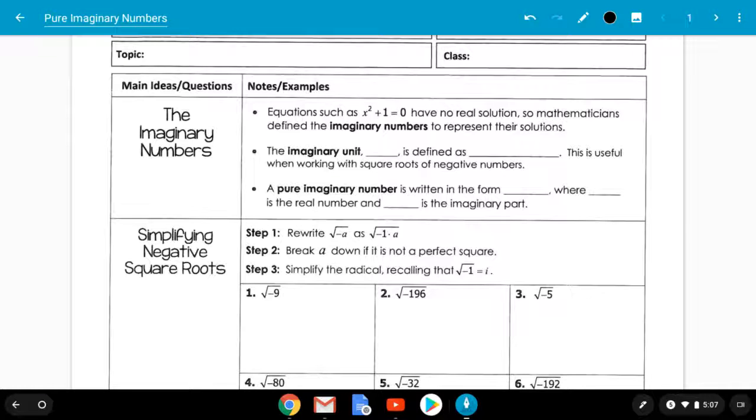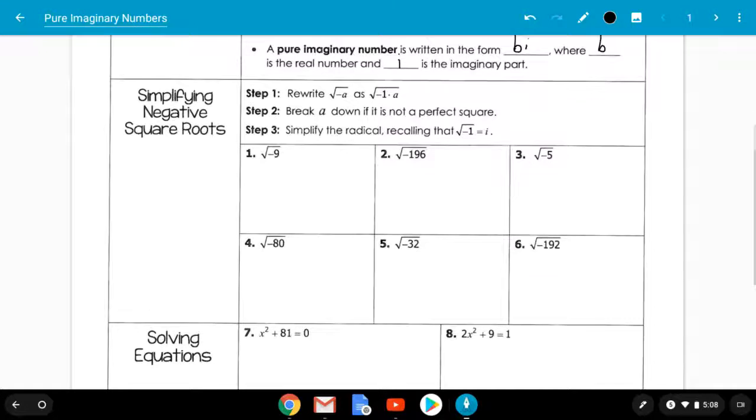Imaginary numbers have a couple components. There's the imaginary unit, which we call i, and is defined as the square root of negative 1. There's also what's called a pure imaginary number, which is written in the form of bi, where b, the coefficient, is a real number and i is the imaginary part.